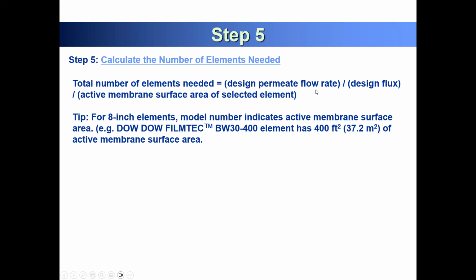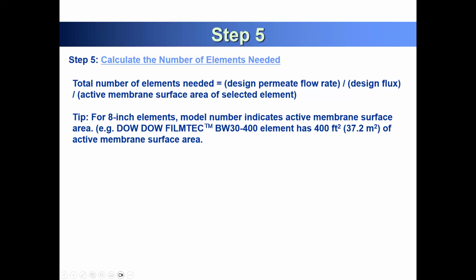What was the design permeate flow rate? 300 cubic meter per day. So we can put our design permeate flow rate and design flux. Already we got the information, 30 LMH, 40 LMH, design water flux, and active membrane surface area of selected element.